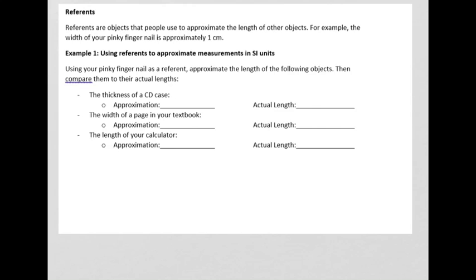Another reference, which depends on the person and the size of your feet: the distance from your wrist to your elbow. At least my wrist to the elbow is probably a foot. This is 30 centimeters or a foot, right? But we're not dealing with feet today.